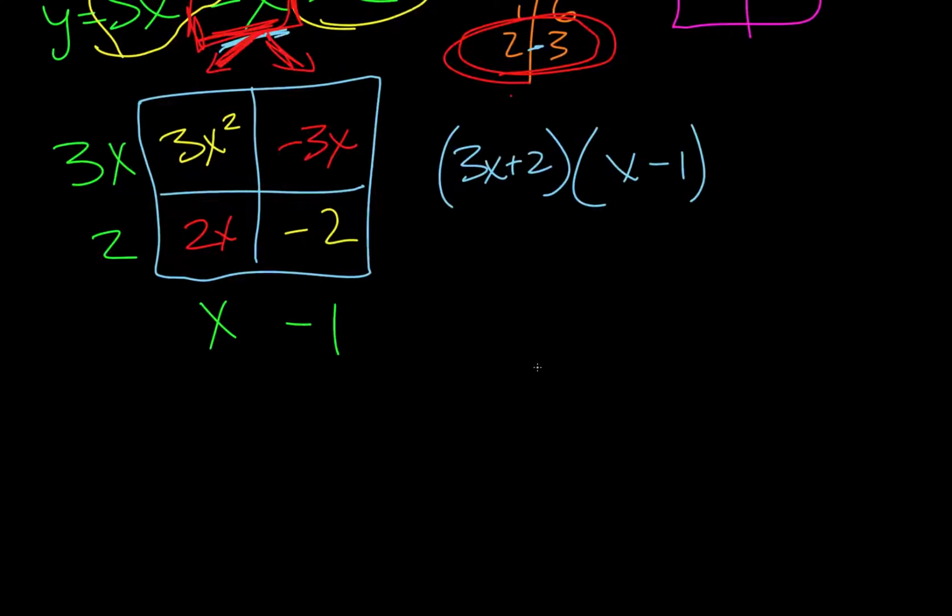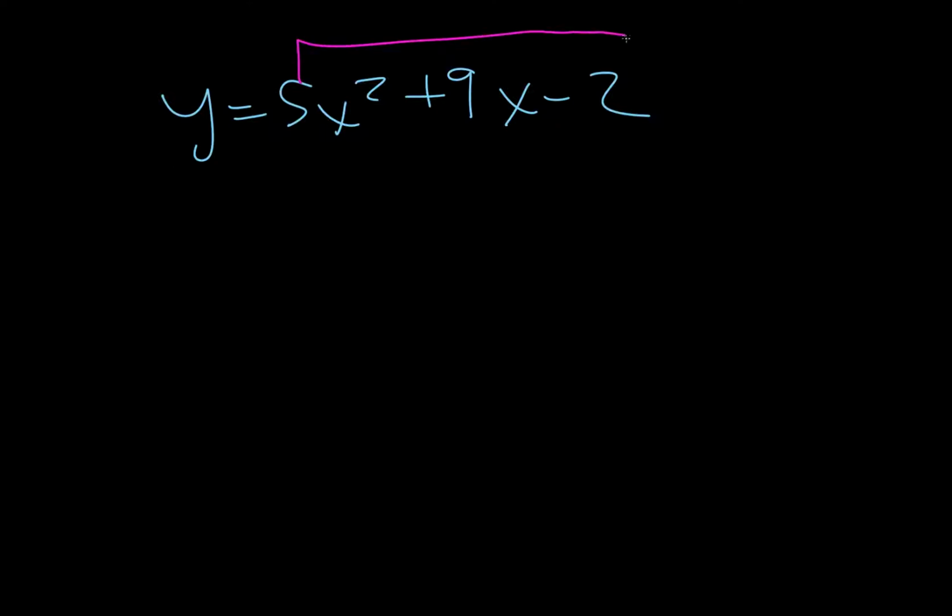Okay, let's try that one more time with this problem. So now we have y equals 5x squared plus 9x minus 2. Once again, we multiply the a and the c term, and we get negative 10. We get 1 and 10, 2 and 5. We want to choose the ones that add up to 9. And to do that, we would need a negative 1. 10 times negative 1 does equal negative 10, so that's a good choice.